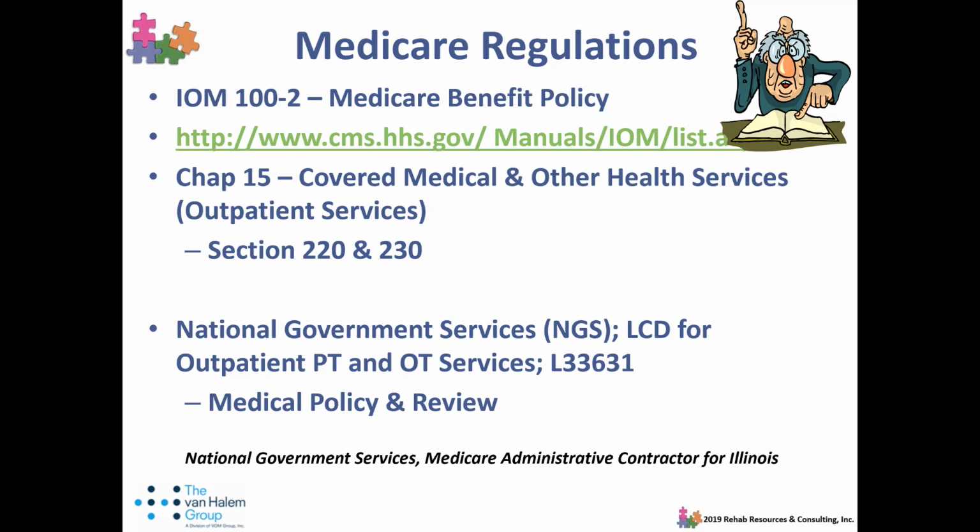National Government Services is the local Medicare administrative contractor for the state of Illinois. Therefore, you can find more guidance on its website. They have published a local coverage determination for outpatient PT and OT services, which all Part B providers of therapy in Illinois should be aware of. So throughout this module, there is additional guidance included from it. I did not include the web link for NGS because it's too long. If you Google search NGS for Illinois, then you will be able to find it.